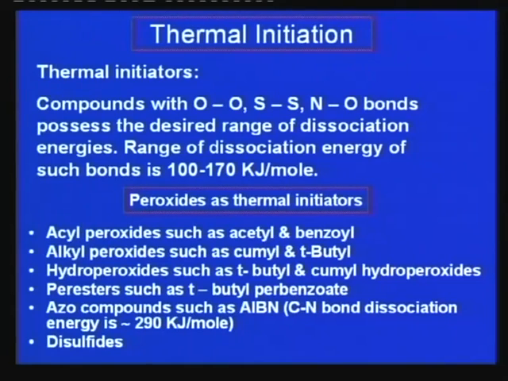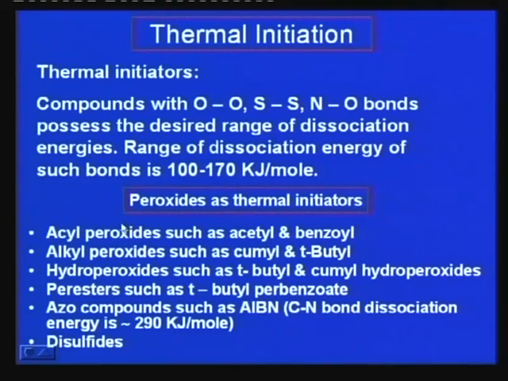Thermal initiators contain O-O bonds, S-S bonds, N-O bonds that possess the desired range of dissociation energies, which lie within 100 to 170 kilojoules per mole. So, chemical compounds having such bonds can act as thermal initiators.